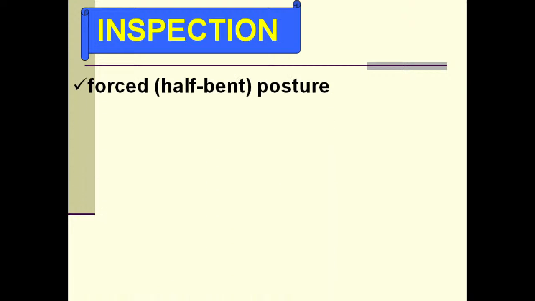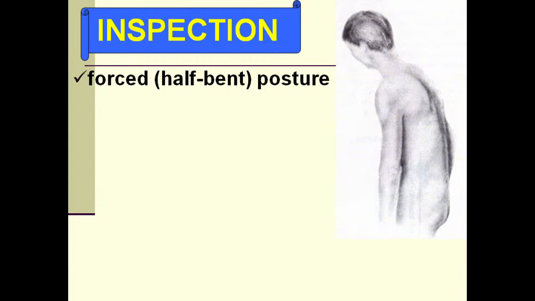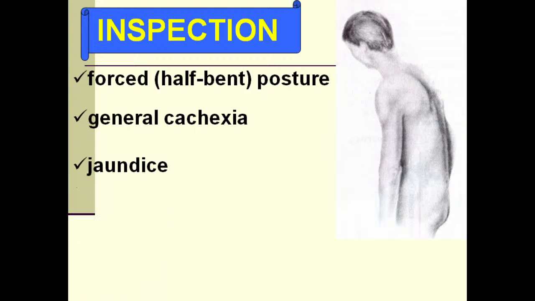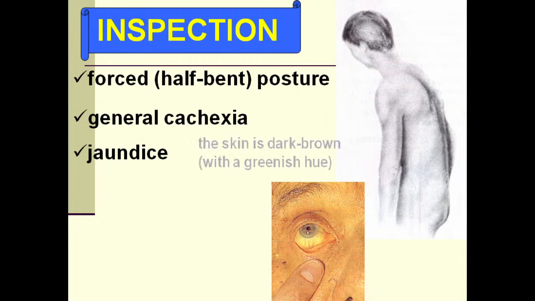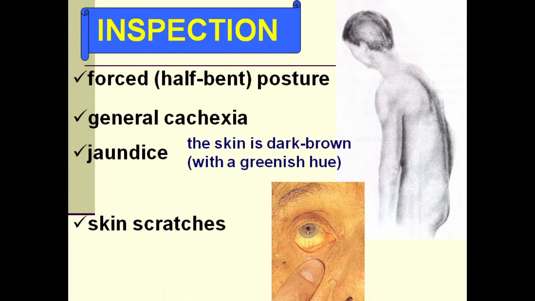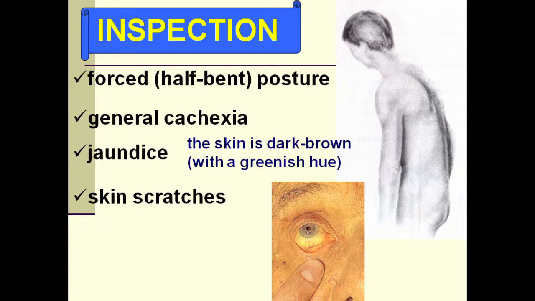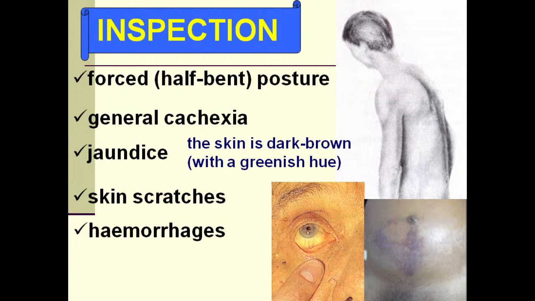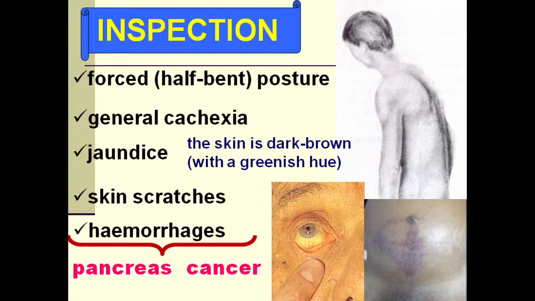Inspection of the patient with pancreas diseases, as for gallbladder, is not rich with pathological symptoms. Now, we can see a specific half-bent posture of the patient in case of severe pain. We can see that the patient progressively loses weight. His skin becomes yellowish. Sometimes there are skin scratches, a result of skin itching. Maybe some hemorrhagic spots. All these symptoms are more characteristic for the cancerous process.